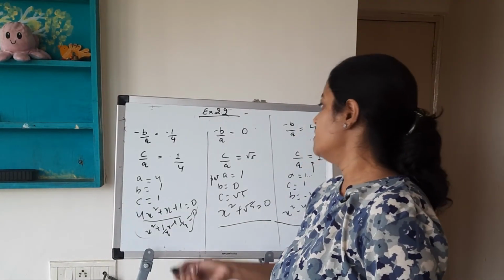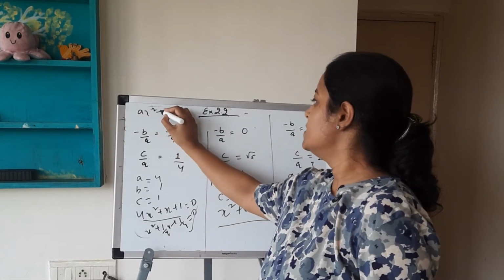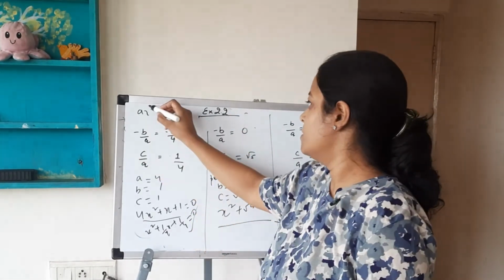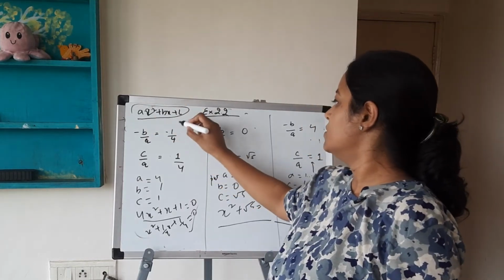And yeah, so the main purpose is ax square plus bx plus c. We need to know this. We need to know what is a, what is b, what is c, right? And we need to know this.